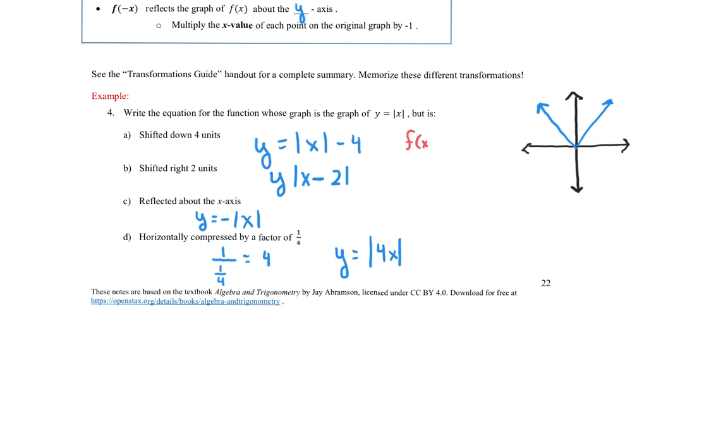But maybe if we can review this in function form, when we have a function and we're subtracting a constant, that's a downward shift. When we have a function and we're subtracting 2, that's going to be a shift 2 units to the right. And for letter C, our function would look like this. And remember, letter D can be a little bit tricky, but if we're multiplying the inside, that means we're going to have a horizontal shrink.